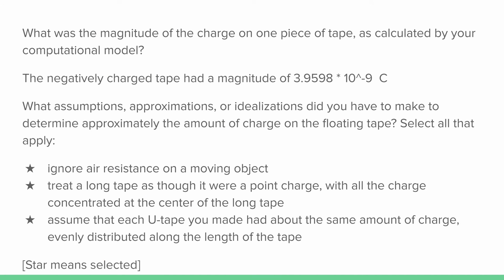As opposed to the questions I was asked to answer, one of the questions was what was the magnitude of the charge on one piece of tape. The charge was negative and had a magnitude of 3.9598 times 10 to the negative 9th. The assumptions I made are listed below.